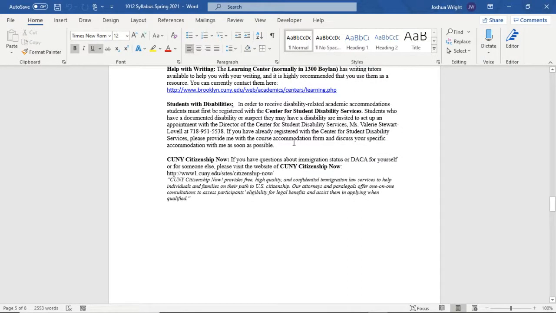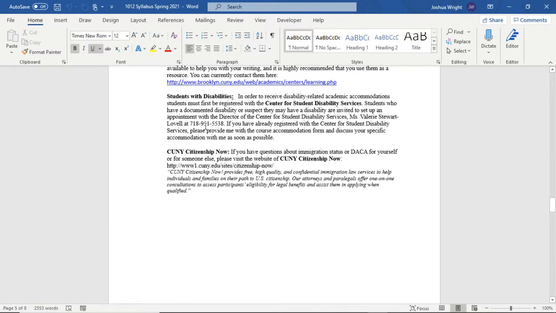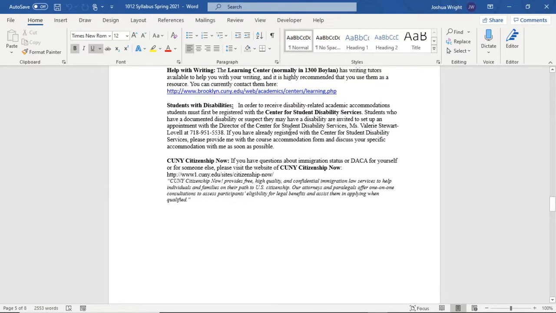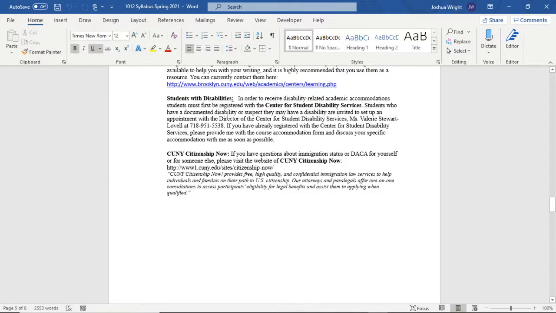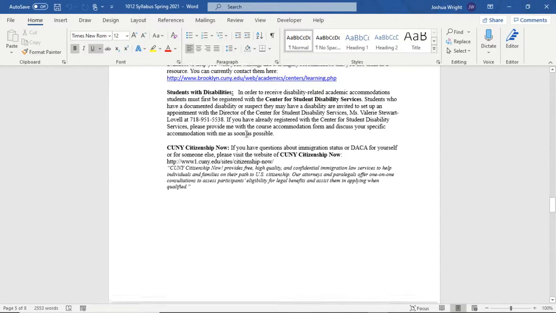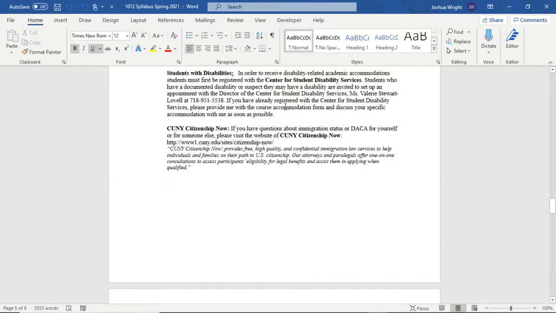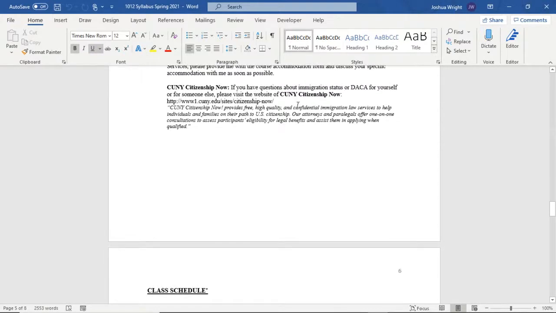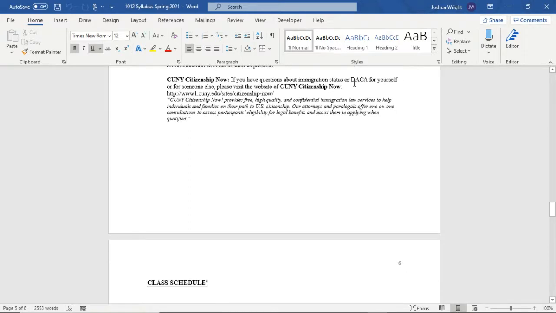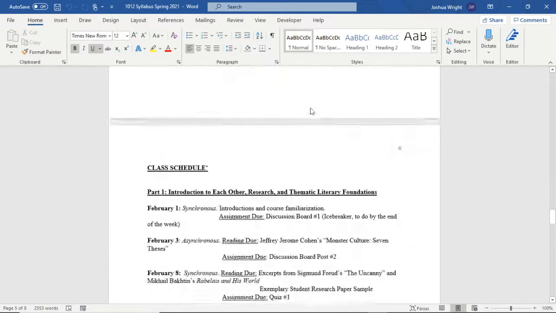If you have any disabilities, please let me know, and if you need any special accommodations, the sooner the better that you let me know if this pertains to you. And if you're not registered with the Center for Student Disabilities, and you should be, then you can contact them here, and you can get registered, and they can make sure that you have the paperwork for appropriate accommodations. This is just if you have questions about immigration status or DACA. This might be a helpful resource for some help and advice about that sort of thing.